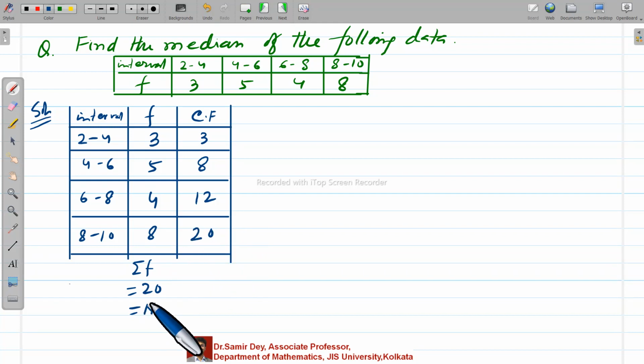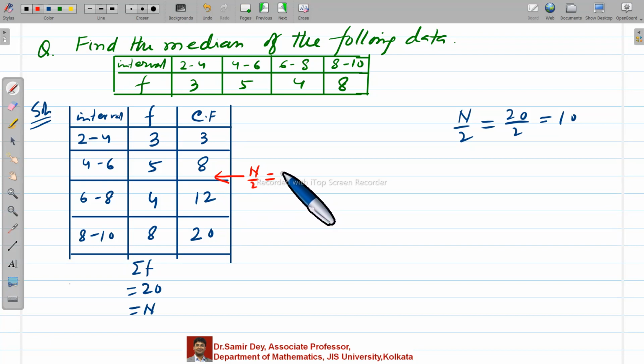In case of group data with frequency, you need to calculate your n by 2. N means summation of frequency, so n by 2 means 20 by 2, which is 10. So here 10 lies between these cumulative frequencies. N by 2 is coming 10. That means here. Now you need to consider the next number, just next to that.